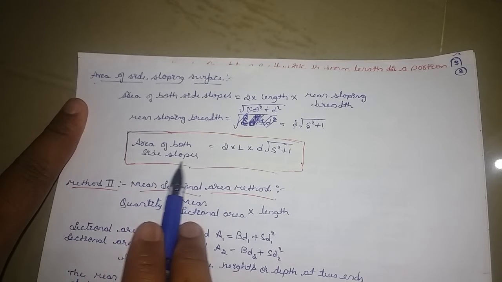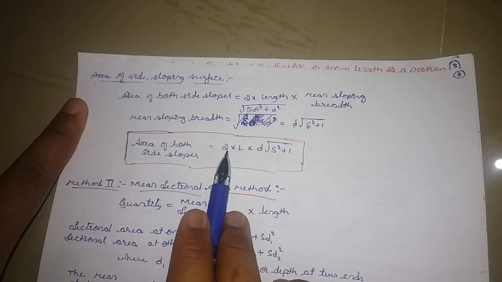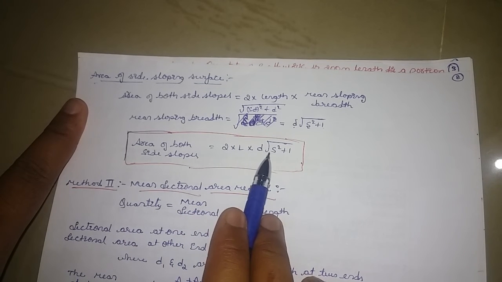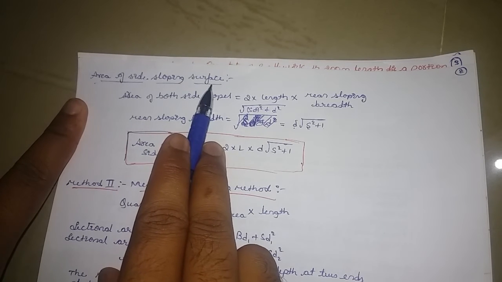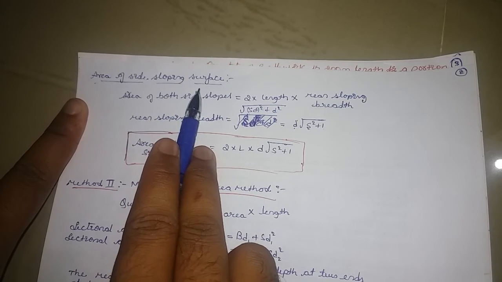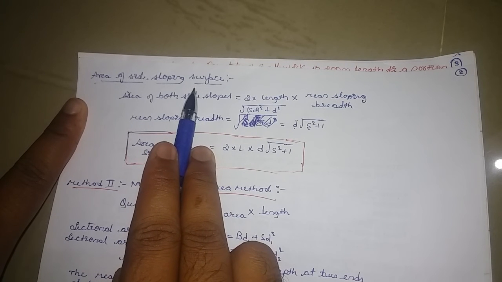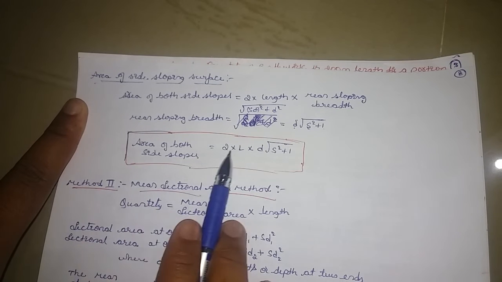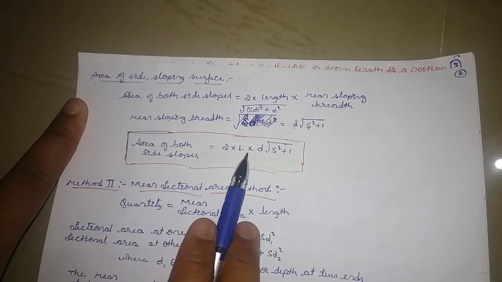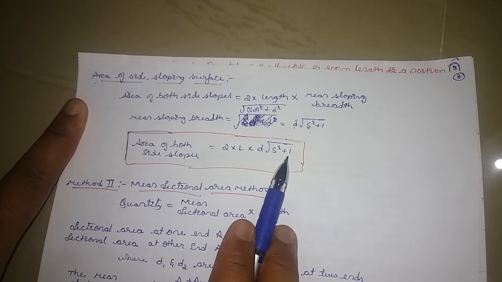So in that condition, you need to substitute this value, that is 2 into L into D into square root of S square plus 1, in order to get the area of the side sloping surface. Okay, so this will be asked in a problem as an additional question. In that situation, we need to solve this by substituting these values: area of the both side slopes is 2 into L into D square root of S square plus 1.